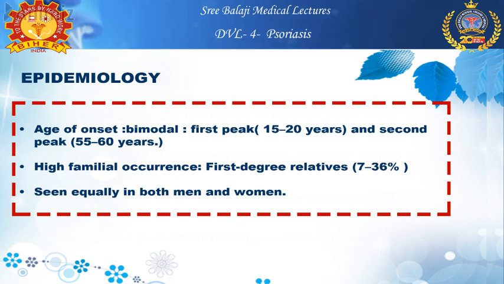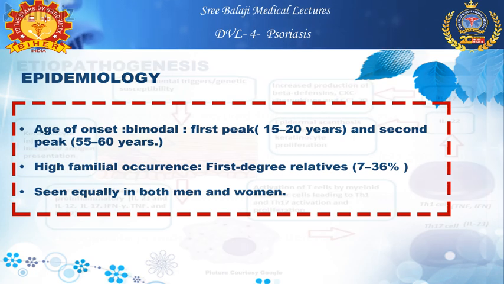There is a high familial occurrence, especially with first degree relatives. This is especially true if the disease presents in the first peak, that is between 15 to 20 years. And this disease is seen equally in both men and women.